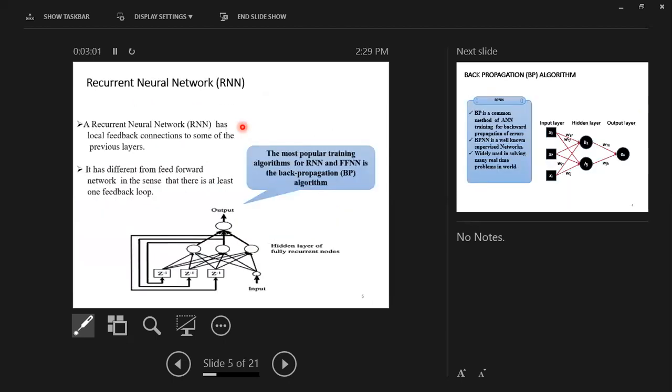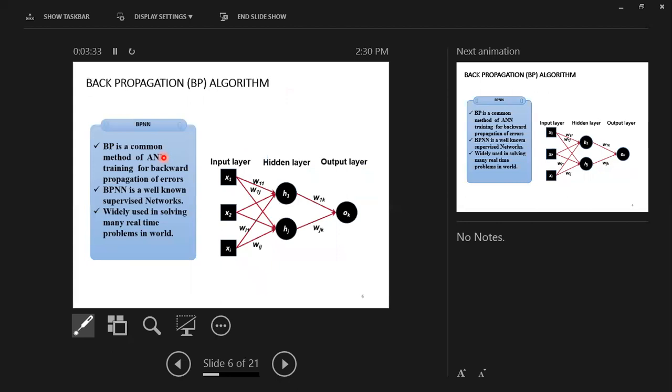After the feed-forward neural network, I'm going to explain the recurrent neural network. A recurrent neural network has local feedback connections to some of the previous layers. It is different from a feed-forward network in the sense that there is at least one feedback loop. So a recurrent neural network is basically different from the feed-forward neural network. It has a memory buffer, and we can store some results here in the recurrent neural network. After the recurrent neural network, I'm going to explain the backpropagation algorithm.